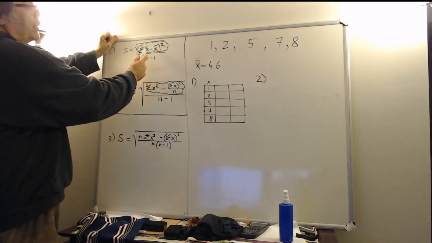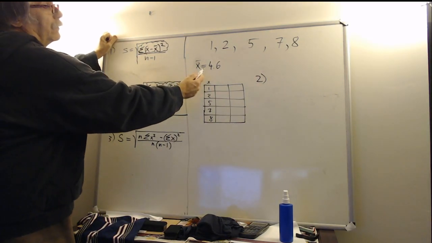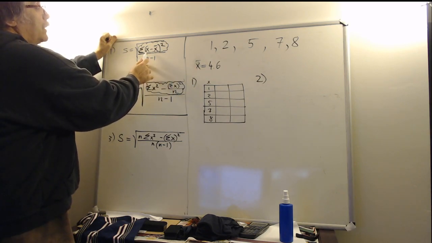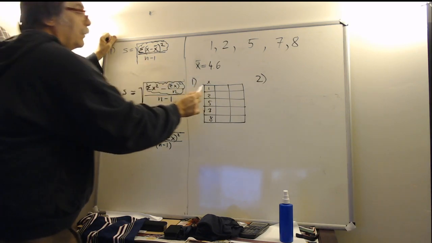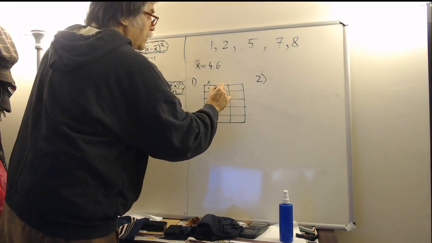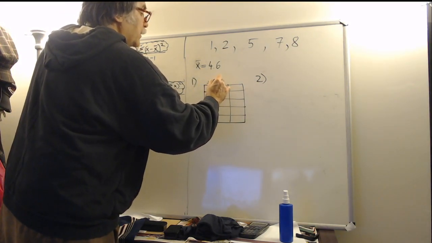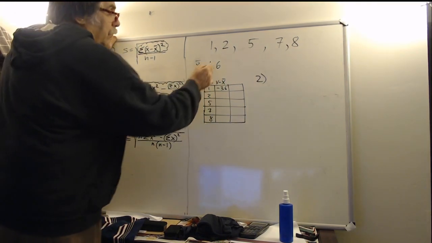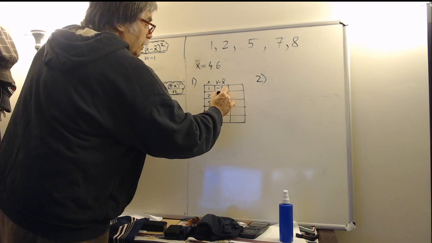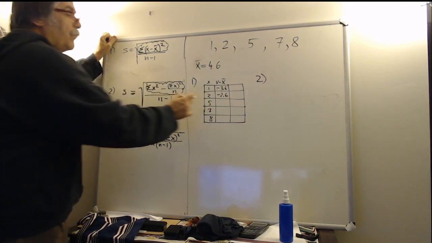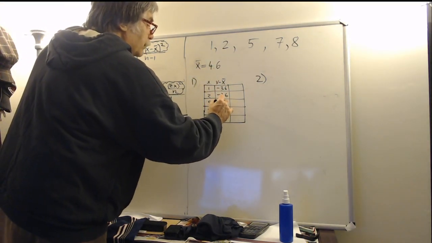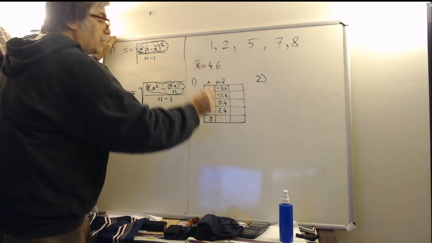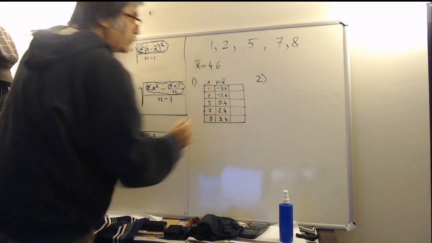In the formula, you also need to calculate displacement. So you need to calculate the mean. I already did, so that's good. But I also have to subtract every single data point from the mean. 1 minus 4.6 is negative 3.6. What I'm doing here, subtracting x minus x bar, the mean. 2 minus 4.6 is negative 2.6. 5 minus 4.6 is 0.4. 7 minus 4.6 is 2.4. And 8 minus 4.6 is 3.4. Okay, this is not too hard to do.